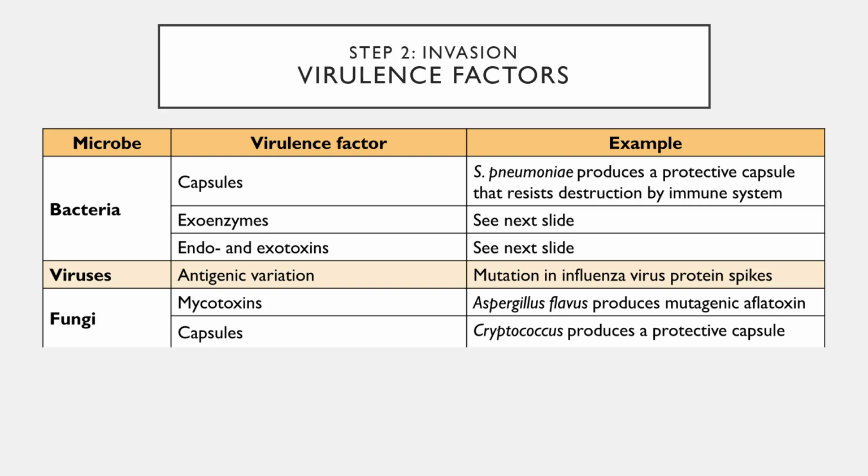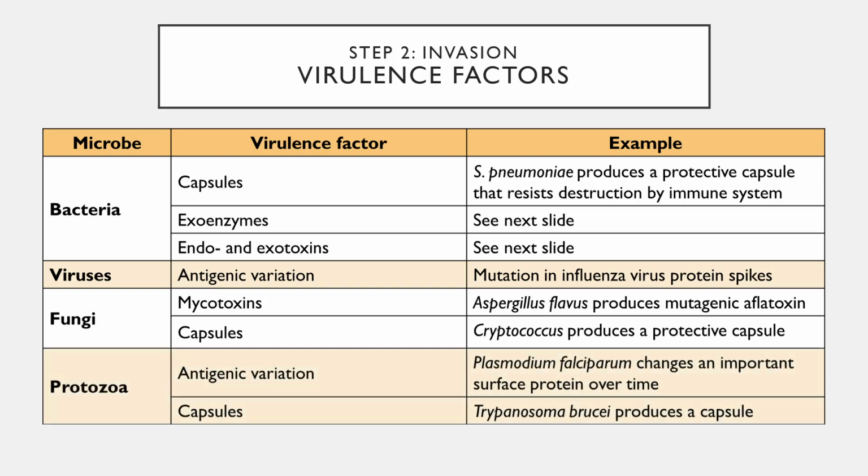Fungi can also, in certain cases, produce capsules, although this is a rare virulence factor only exhibited by members of the genus Cryptococcus. The protective capsule, like a capsule found in a bacterial cell, allows the fungi to evade the immune system, and as a result, Cryptococcus is the only genus of fungi that is able to cause the brain inflammatory disease meningitis. Protozoa also exhibit virulence factors, including antigenic variation, just like viruses do.